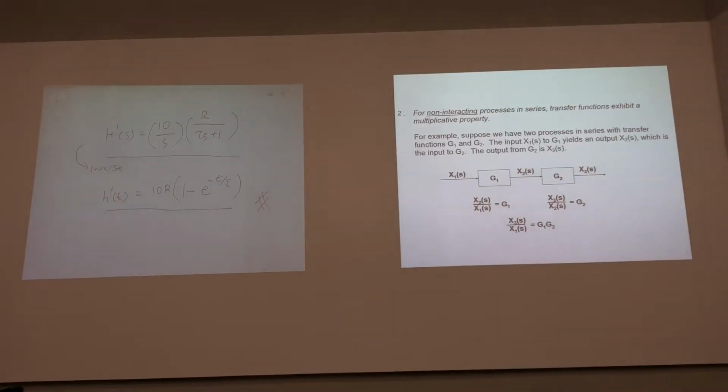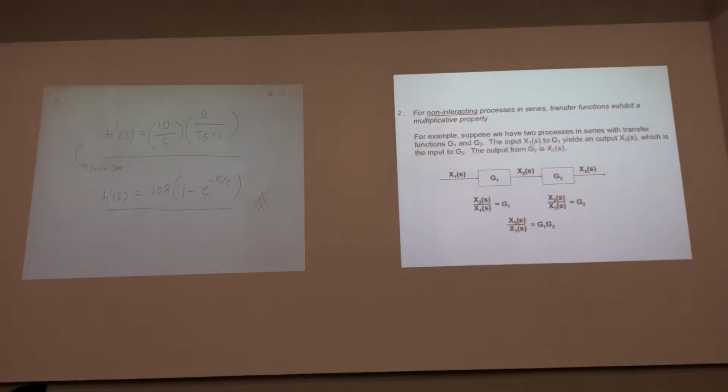Property means the characteristics of this transfer function. The first characteristic is that it has K as a steady state gain. The second one is that for non-interacting processes in series, the transfer function exhibits a multiplicative property. What does it mean? For example, suppose we have two processes in series with transfer functions G1 and G2. The input to G1 yields an output of X2, which is the input to G2. The output of G2 is X3.